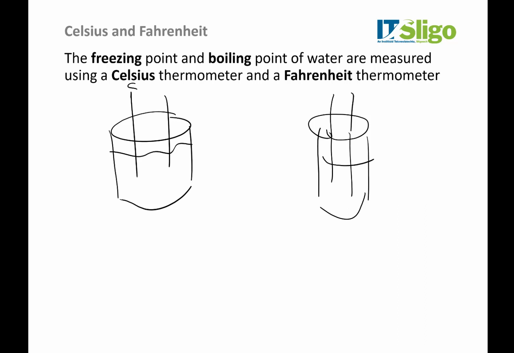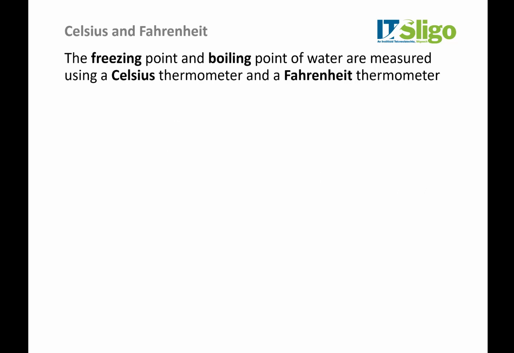So one is Celsius, so this is freezing, and this is boiling water. And we're measuring the state point of freezing. We get a Celsius and a Fahrenheit reading, and the same for boiling water.